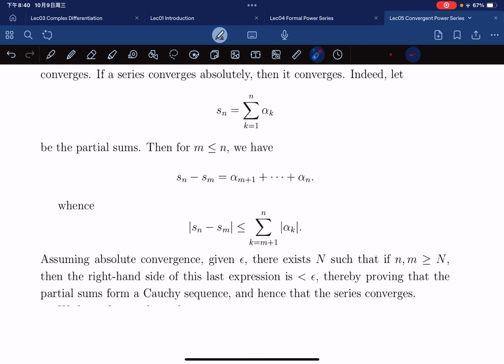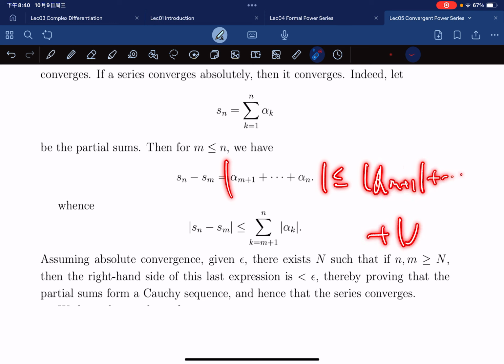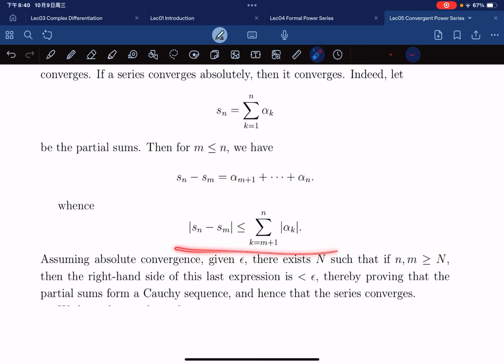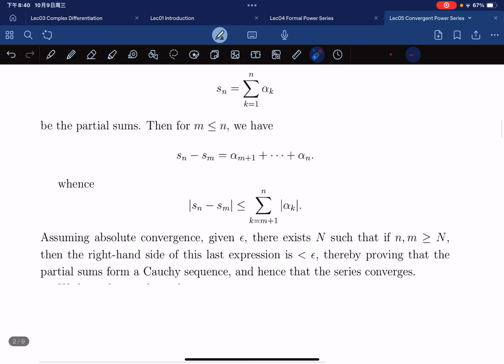Less than this sum, which is less than or equal to the norm of a_{n+1} plus and so on up to the norm of a_m, which is precisely this, just by the triangle inequality. And if we have absolute convergence, then we can make this arbitrarily small, because convergent sequences are Cauchy sequences.